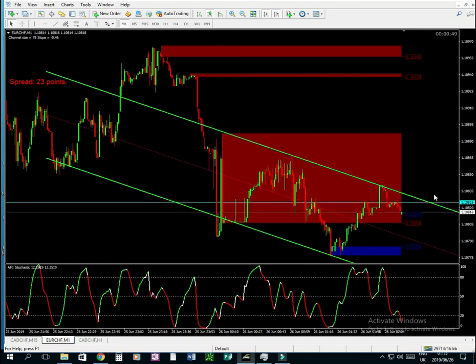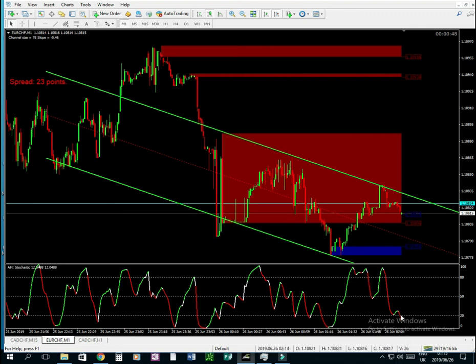Never mind where the stochastic is at. Yes, it's at a good buying zone, but is it really a good buy for you? Definitely not. I don't believe so.